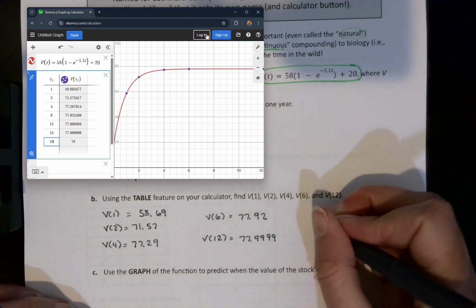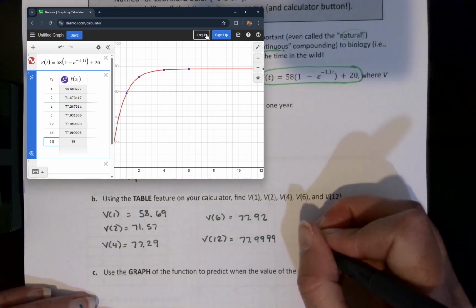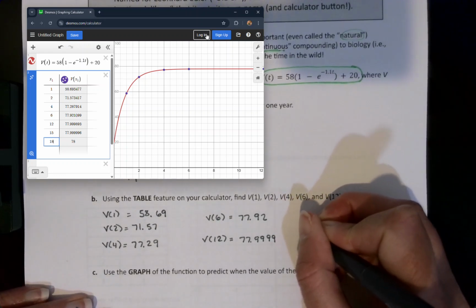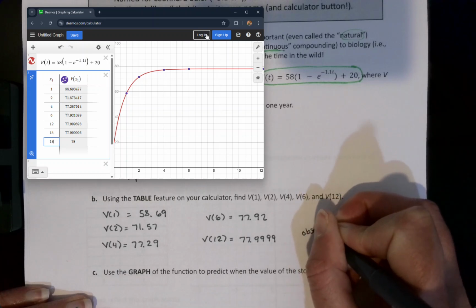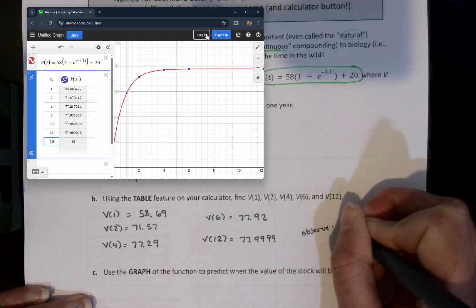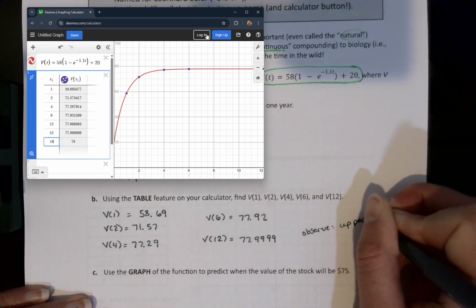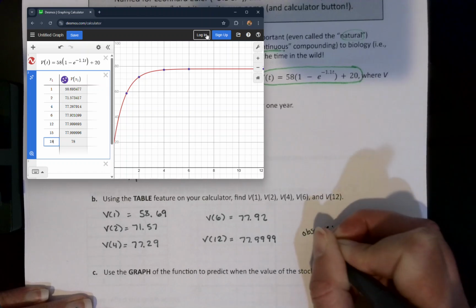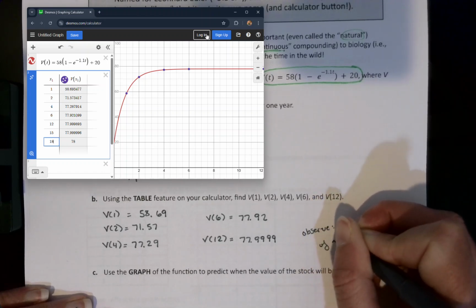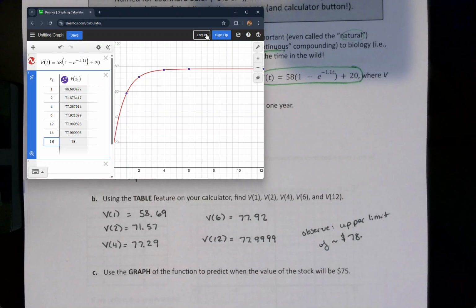So I'm going to make a little note to the side. They didn't ask me for it, but we're going to observe. There seems to be an upper limit of approximately $78.